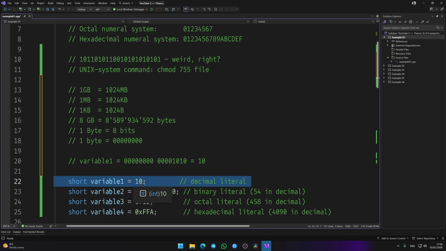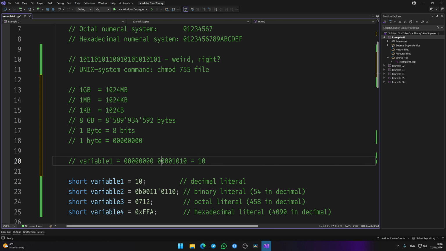The same thing happens with any other data type: long, float, double, char, bool, and so on. It doesn't matter whether you're working with integers, floating point numbers, characters, or even the literal values true or false. Every single piece of data in memory is ultimately stored in binary form.